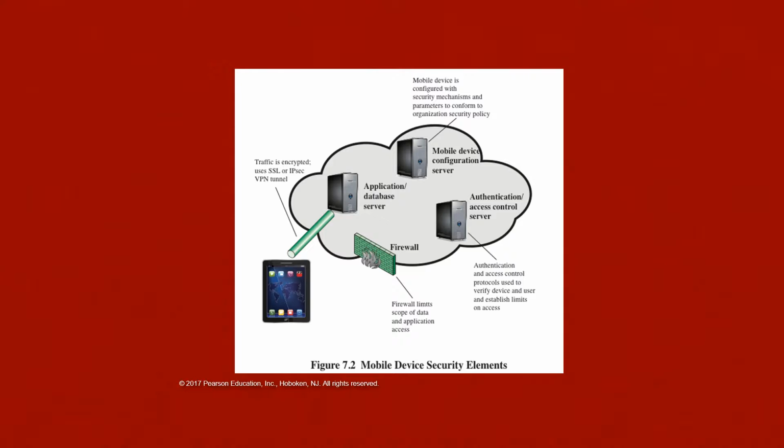Barrier security. The organization should have security mechanisms to protect the network from unauthorized access. The security strategy can also include firewall policies specific to mobile device traffic. Firewall policies can limit the scope of data and application access for all mobile devices. Similarly, intrusion detection and intrusion prevention systems can be configured to have tighter rules for mobile device traffic.